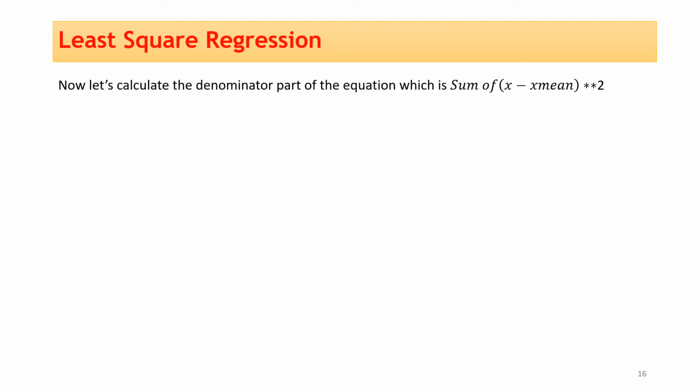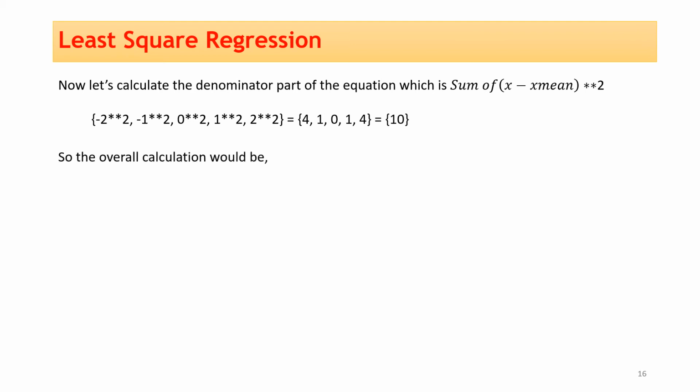Now let's calculate the denominator part of the equation, that is the sum of (x minus x mean) squared. Here star star 2 indicates our Python syntax. Now minus 2 squared will be equal to 4, then minus 1 squared will be equal to 1, then 0 squared will be equal to 0, then 1 squared will be equal to 1, and 2 squared will be equal to 4, that is equal to 10, meaning the sum will be equal to 10.